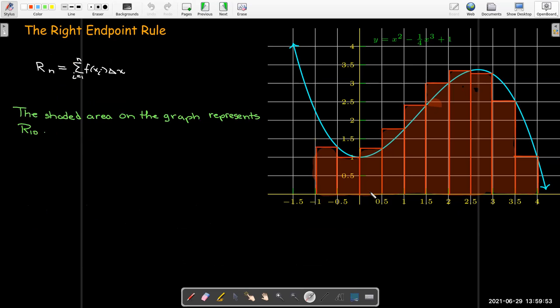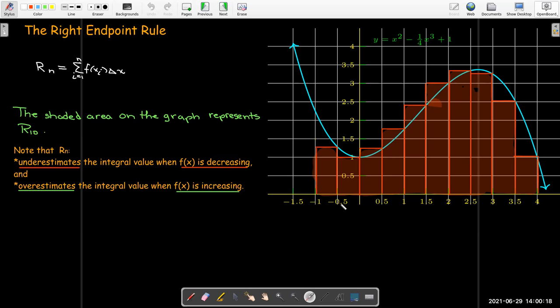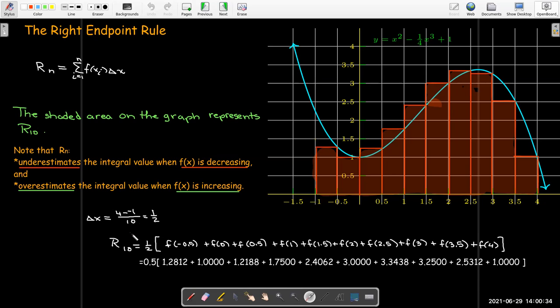Now, when I do that, you can see that I have the opposite behavior from the left endpoint. That is, when the function is decreasing, all of the rectangles are below the curve, meaning that we have an underestimate for the integral value. However, if the function is increasing, all of the rectangles are above the curve, meaning we have overestimated the integral value. And so if I use this right endpoint rule with our example definite integral, I'll get this value of 10.391.